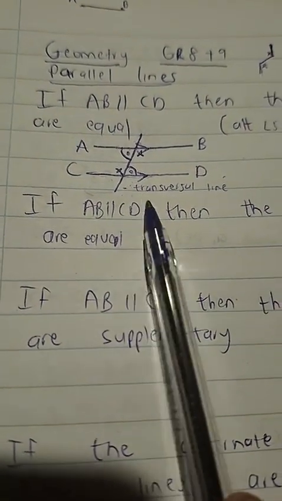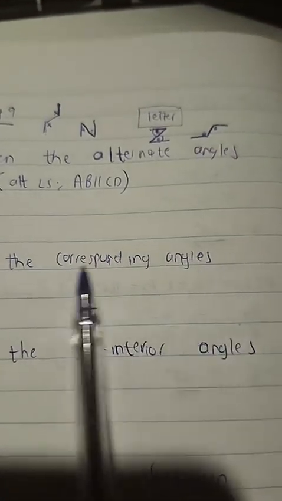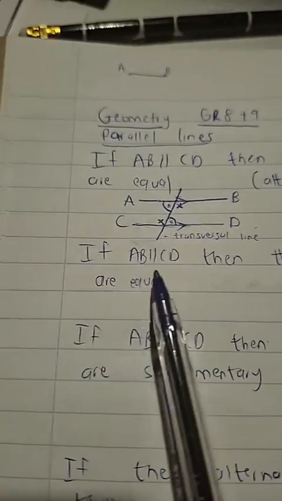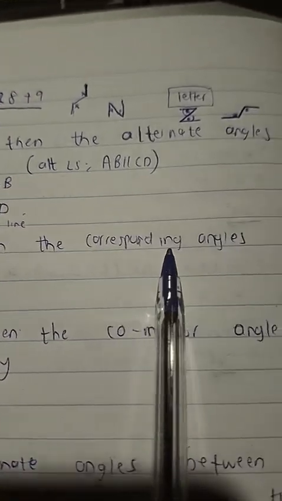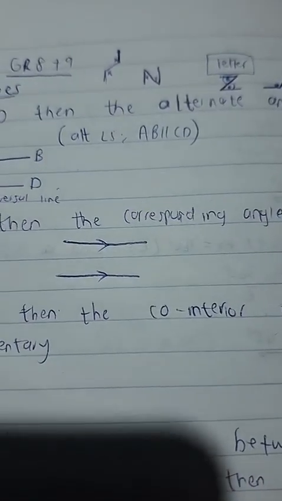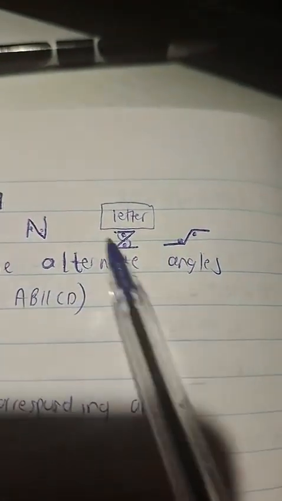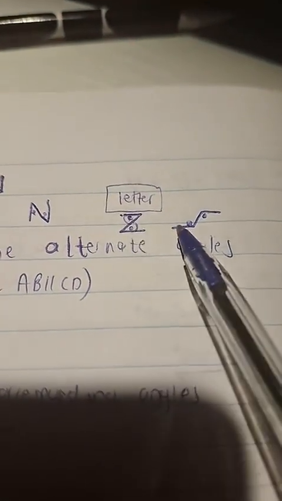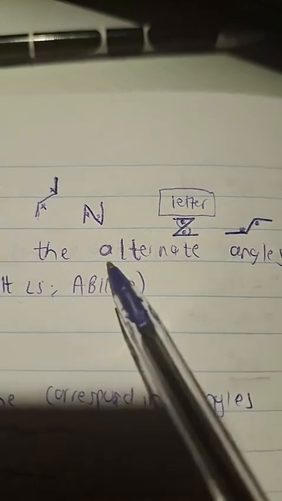If AB is parallel to CD, then the corresponding angles are equal. I repeat, if AB is parallel to CD, then the corresponding angles are what? Are equal. Now, there's a new word we are being exposed to here, and it is the word corresponding. Now you remember that I said alternate angles has to do with our Z or N shape. We know the position of the angles whenever we are talking about alternate angles.